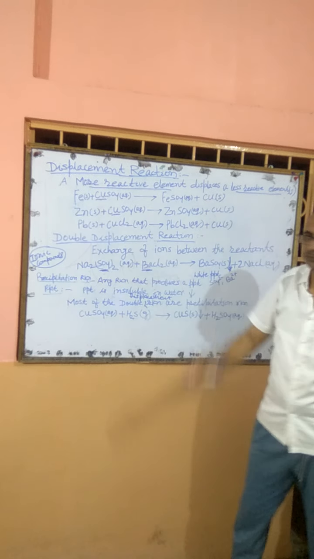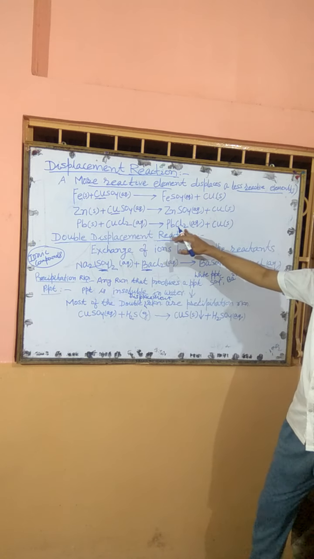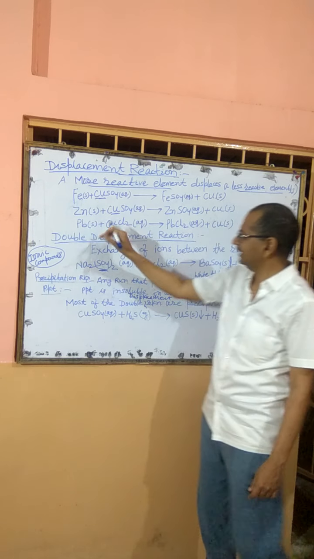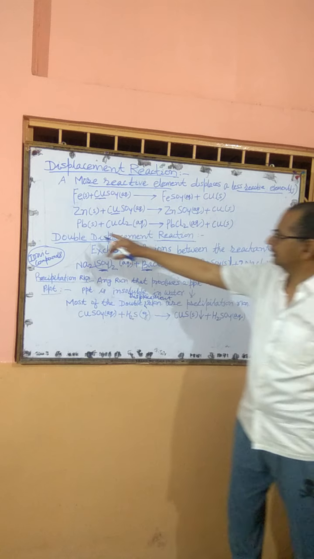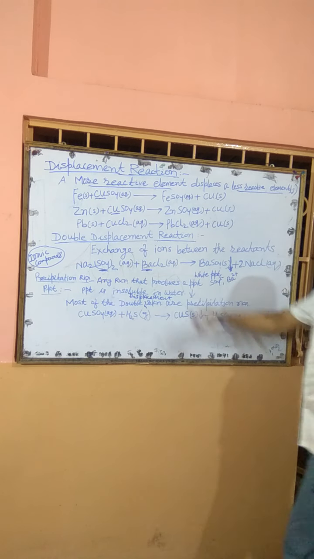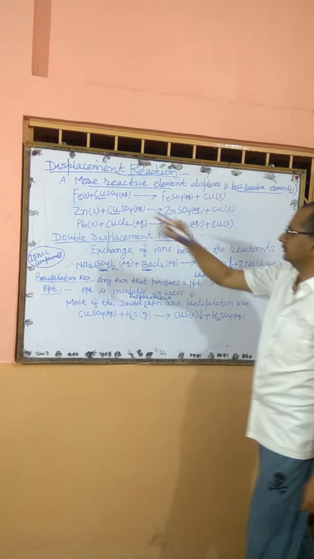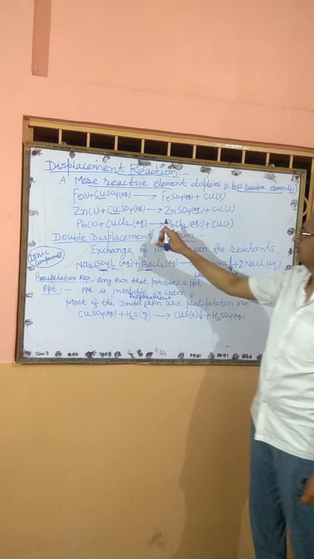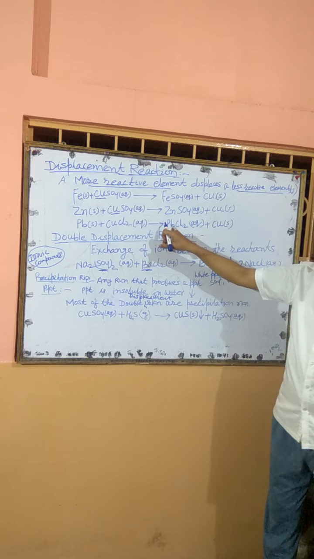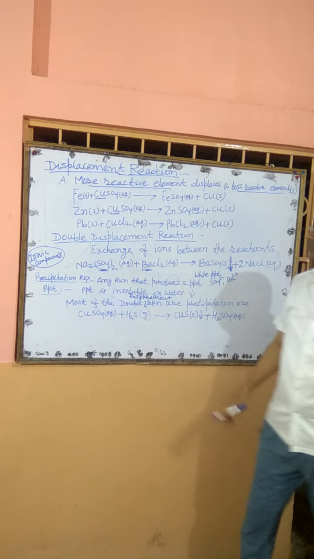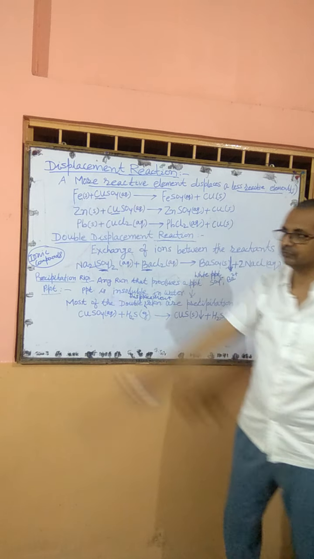Pb plus CuCl2 gives PbCl2 and Cu, copper. Pb is lead. So in this reaction you see that lead is more reactive and copper is less reactive. So lead replaces copper. So copper is replaced and lead takes the position of copper. So this becomes PbCl2. So this is a displacement reaction.